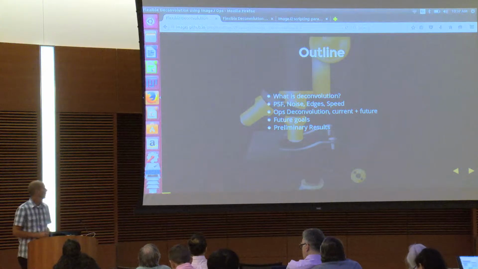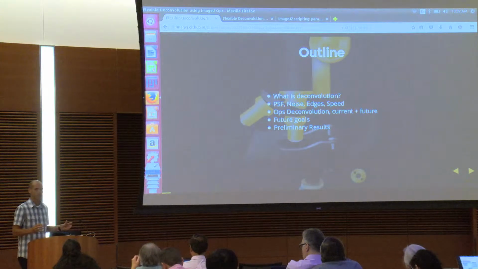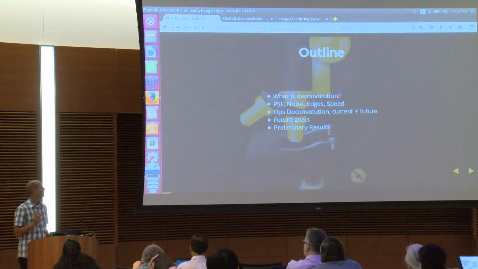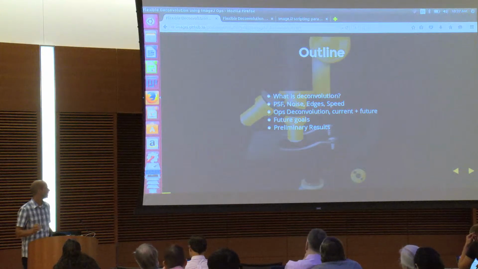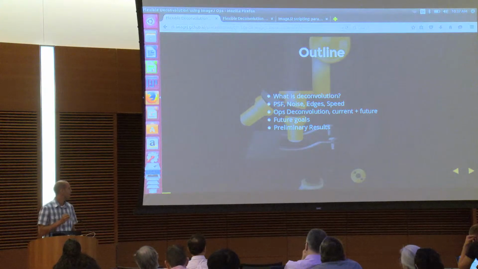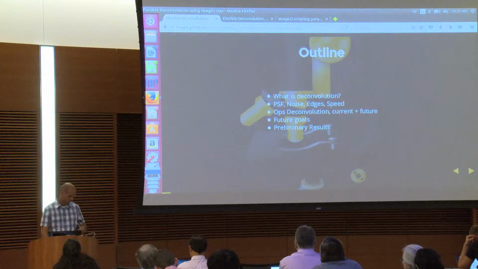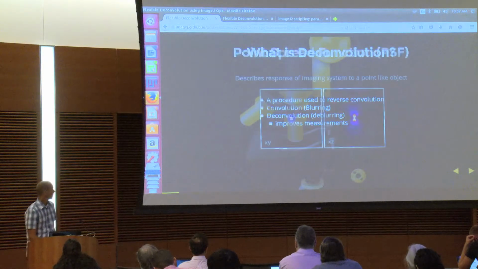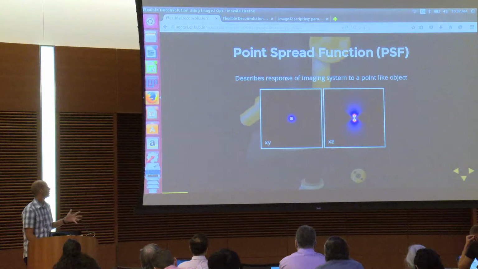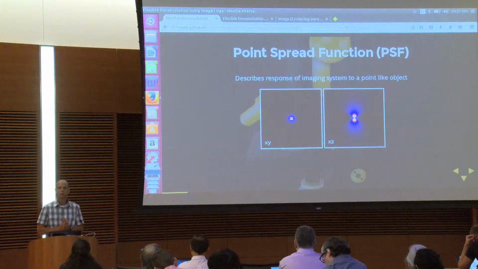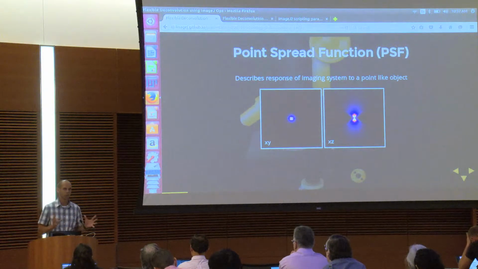So in these measurement projects, one of the steps in the pipeline is something called deconvolution. For the last year or so, I've been contributing some deconvolution ops. So I'm going to talk today about deconvolution, explain what it is, some of the problems we face when doing deconvolution, talk about what we've done so far in Ops, and then talk about some future goals, and also show some preliminary results.